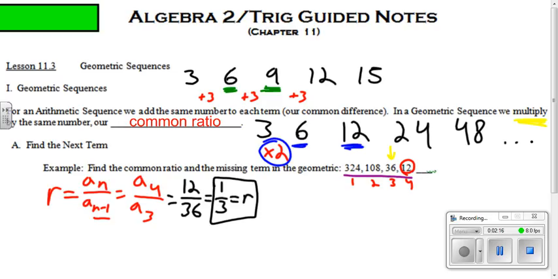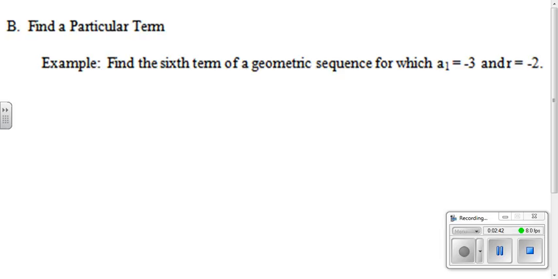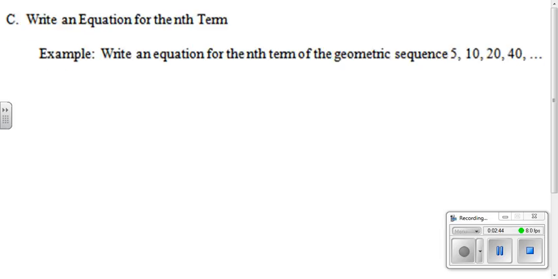Now that I know my common ratio, I just need to multiply my last term, this 12, by it. So 12 times 1/3 should give me my last number. That's going to be 4. So we would put that right here. That's how we find our common ratio first, and then use it to find the next term in our sequence. Before we go about finding a particular term, let's go on to the next one and learn how you find an equation for the nth term.